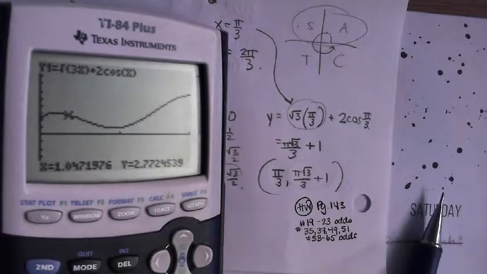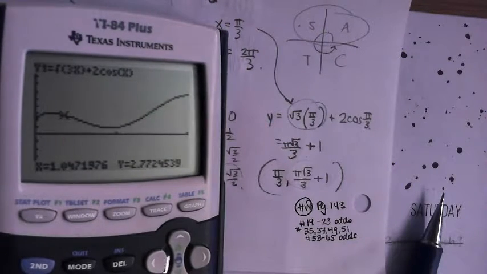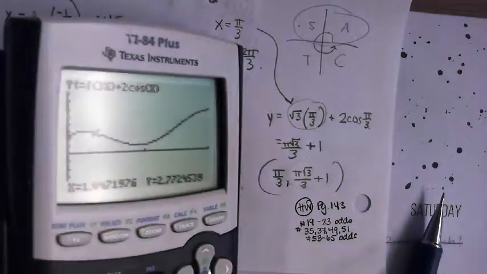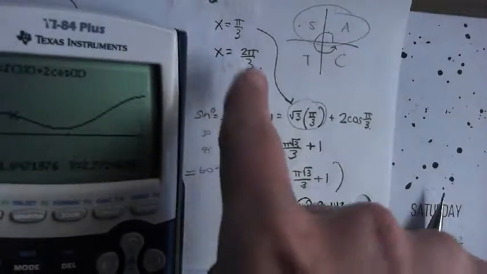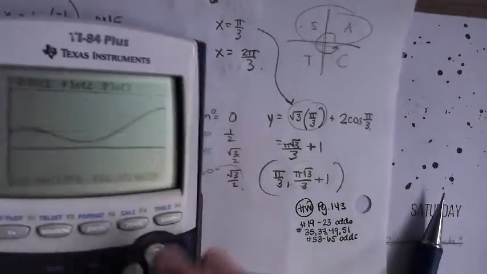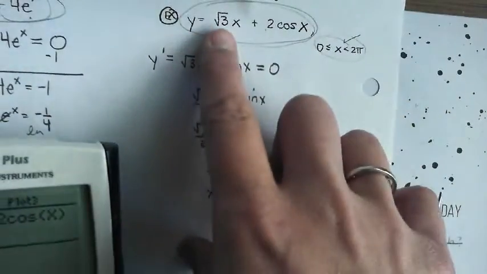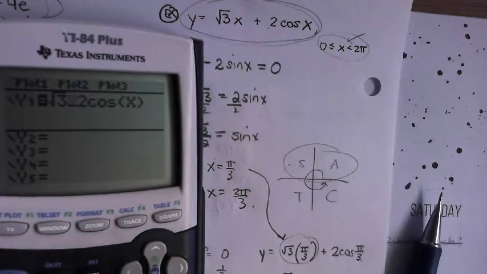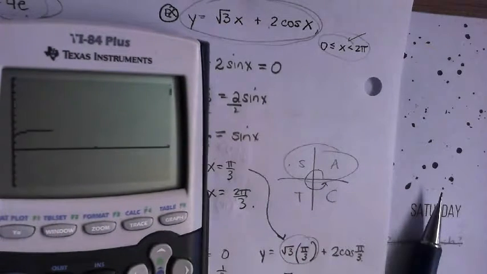Oh, this is weird. Oh, I typed it in wrong. You see how I typed in the function wrong? No wonder this is looking funny. That x is not supposed to be under the radical when I'm typing it in. Isn't that root 3 out in front? So that's probably why it was looking like it shouldn't have. Root 3x. Okay, here's our graph.